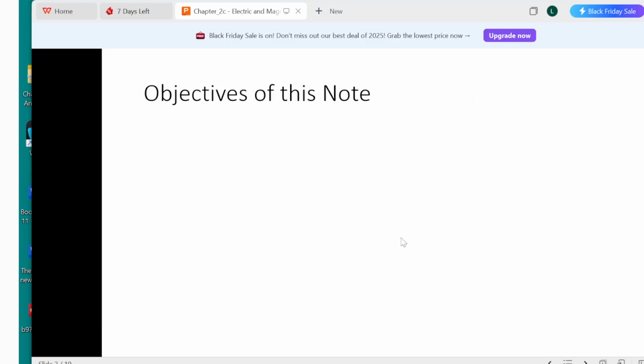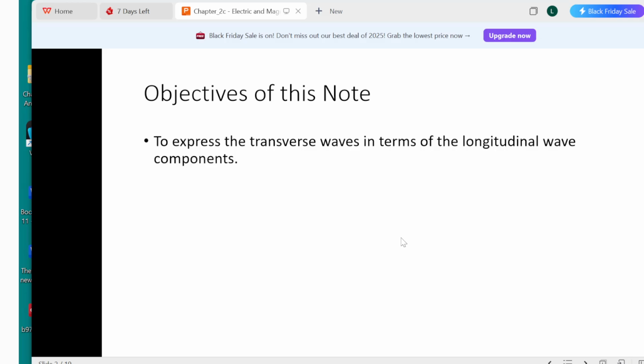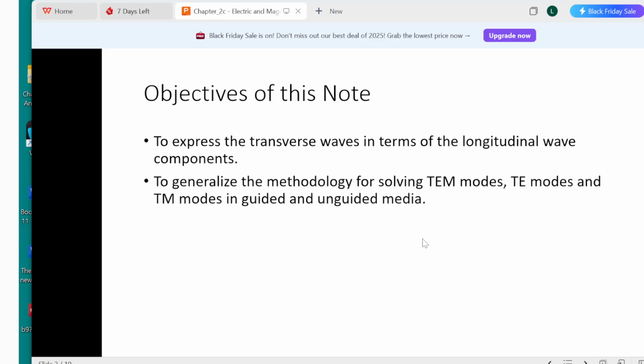So the objective of this note is to express the transverse components in terms of longitudinal components. And based on the transverse and longitudinal components, we are going to generalize the methodology for solving the TEM modes, the TE modes, and TM modes in guided and unguided media.